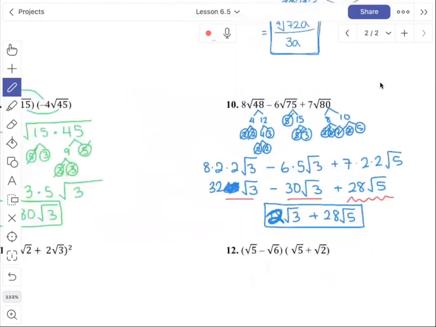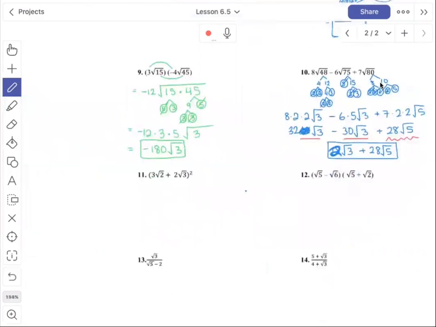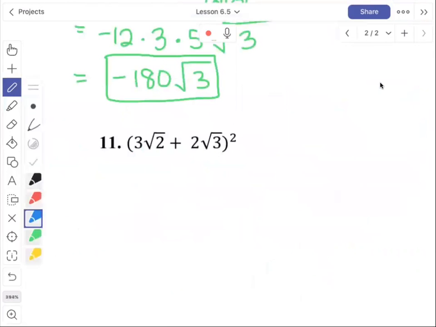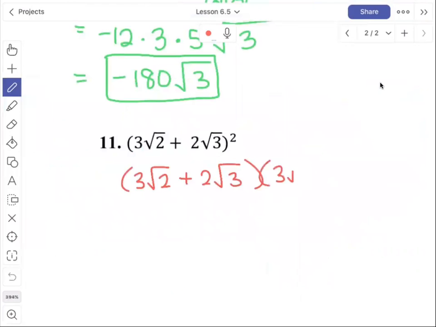All right. Let me just do a couple more and I think that will cover it. So this one, multiplying, we're FOILing. So we got 3 rad 2 plus 2 rad 3 times 3 rad 2 plus 2 rad 3. All right, so we just FOIL it out.